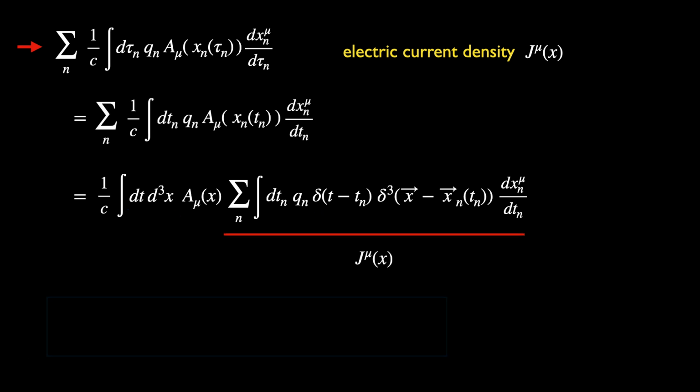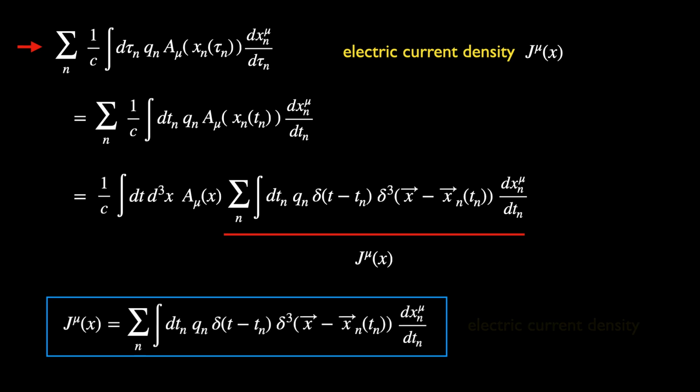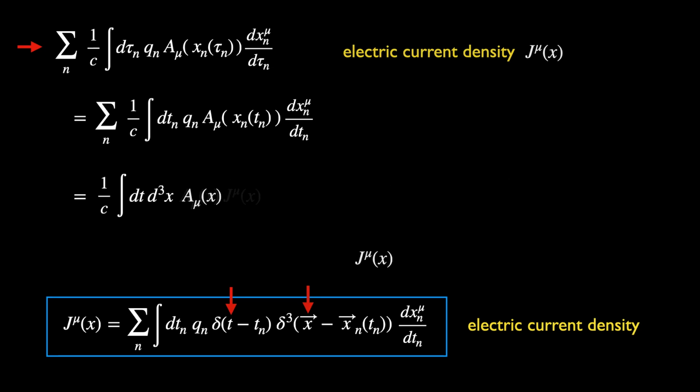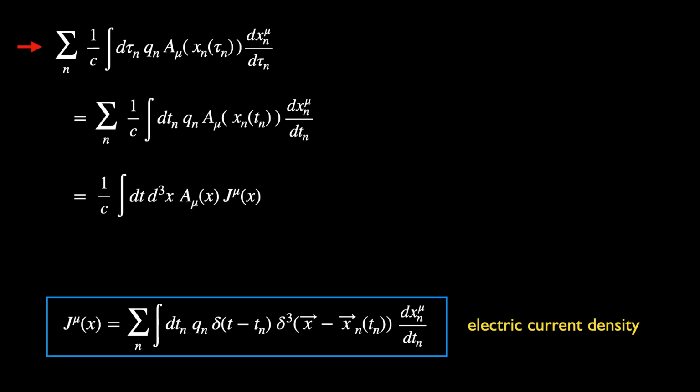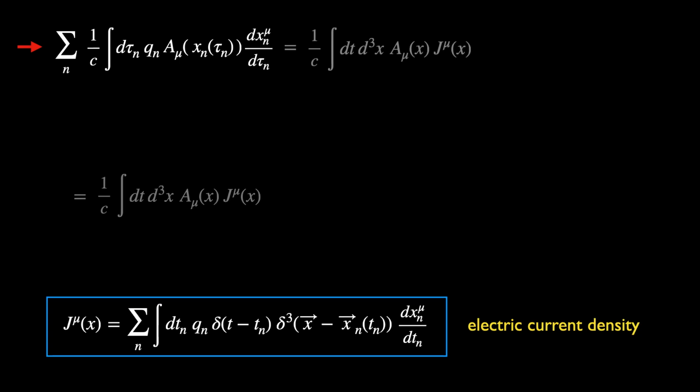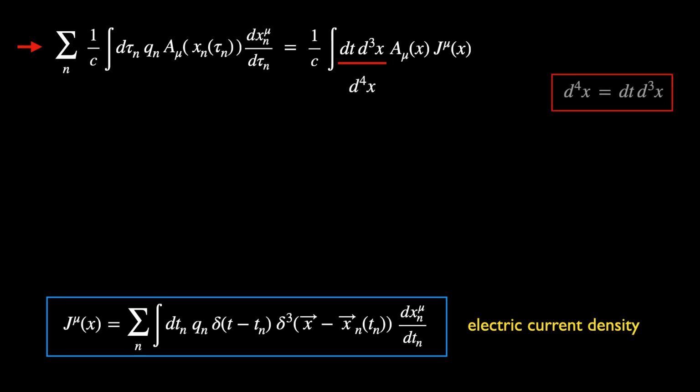This expression, which is a function of the new spacetime variables t, x, is the electric current density. Usually, we will just write this integration measure as d4x.